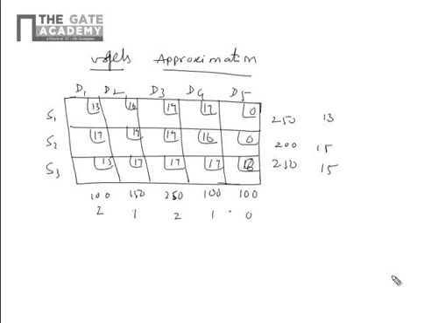Out of the penalty cost, select the highest penalty cost and allocate to that row. Highest penalty cost is 15, so allocate to any of the cells. So I allocated 100, then that column got cancelled.